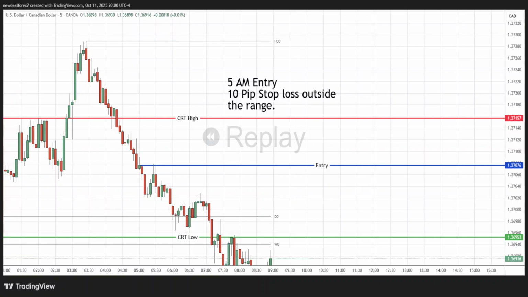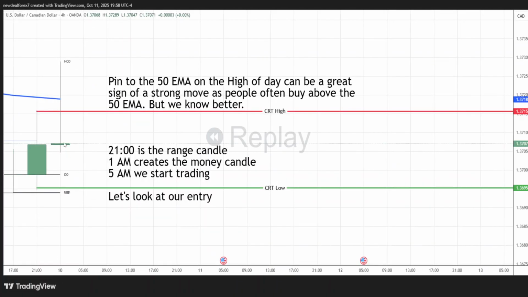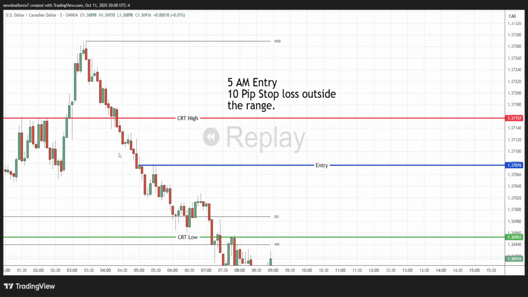So now let's look at the entry. Now this is the 5-minute chart. You take all entries on the 5-minute chart. You remember that all trading takes place inside the range. So this would have been a 5 a.m. entry, and you can set your stop loss right outside the range, which in this case would have been 10 pips. So, pardon me, price did do a straight drop. Okay, but this is the entry right here. This was 5 a.m. So in essence, what you could do is as soon as this candle closed right here, you just enter right at 5 a.m. right there. And that's it.